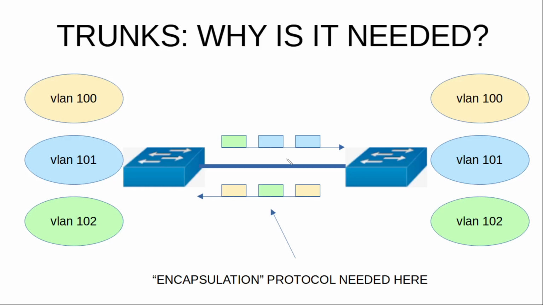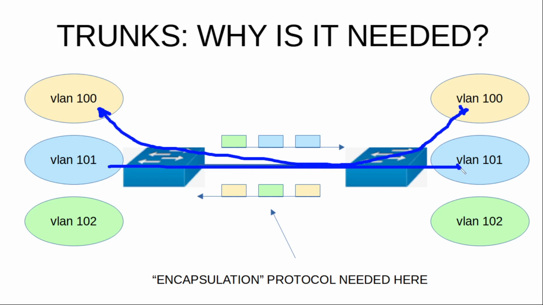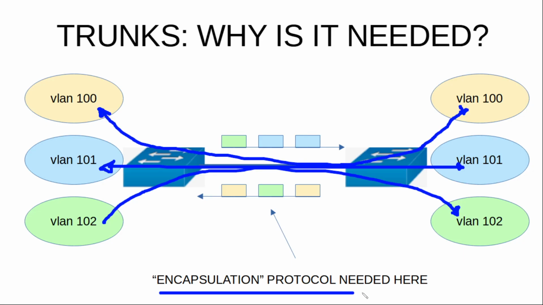Why do we need trunk ports? Because we need a way to communicate frames that belong to different VLANs in different switches across a single link. This single link is the trunk, and we are able to do so with the help of an encapsulation protocol, where this encapsulation protocol will be in charge of identifying each frame in such a way that I am able to know to what VLAN each frame belongs to.